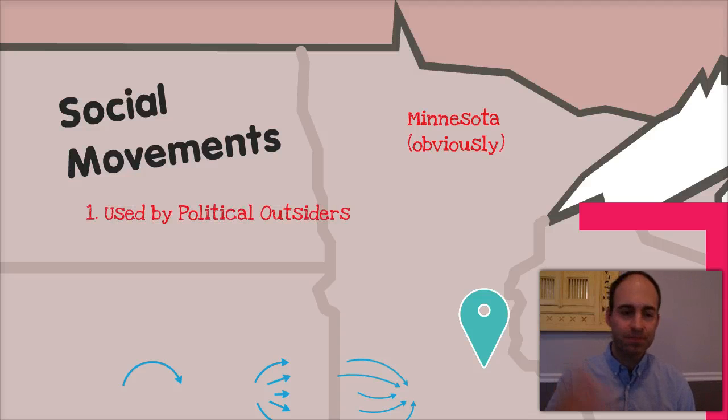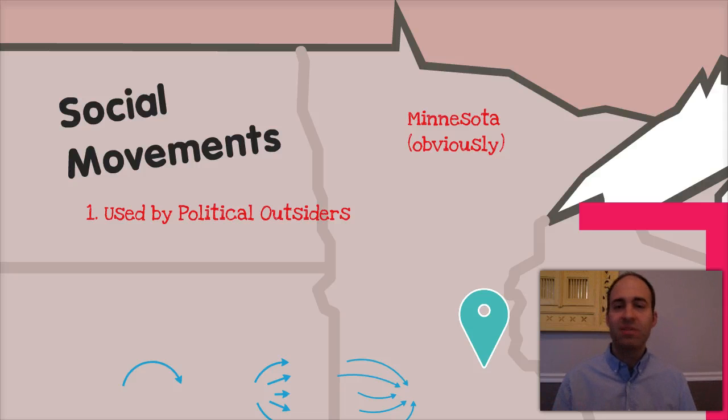So first is the fact that social movements are used by political outsiders. Political outsiders are those people who do not have the access to political decision makers or political decision making that technically political insiders do. So obviously people elected to public office, people in interest groups, people who are staffers or have close connections to legislators around the world are going to be insiders. Those people who are marginalized politically would be considered political outsiders.